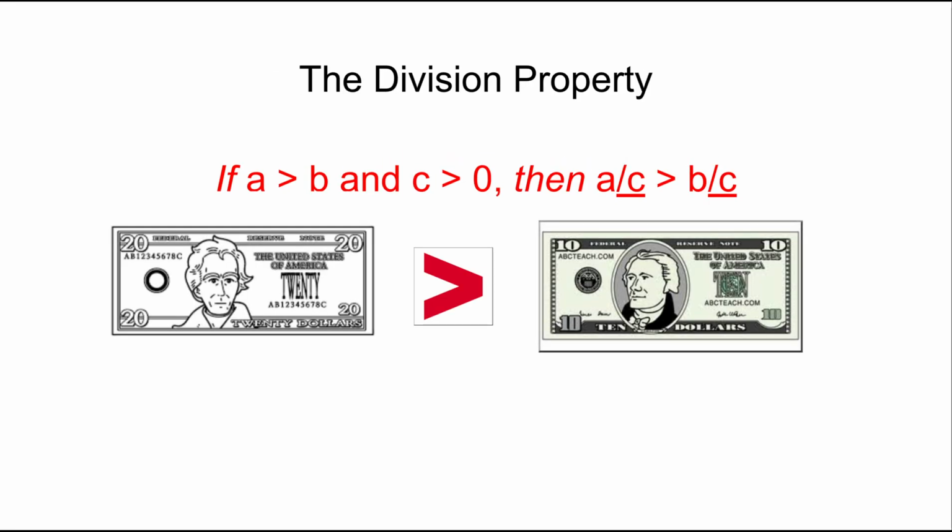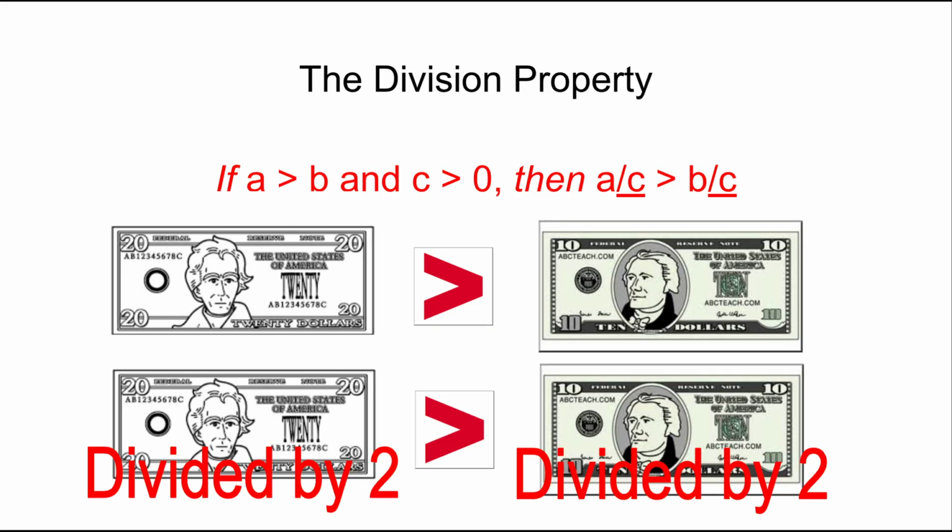The division property. If A is greater than B and C is greater than 0, because you cannot divide by 0, then A divided by C is greater than B divided by C. And you can visualize this pretty well with money. If you had $20 and it's greater than 10, if you divide both by 2, you will still have the same inequality of 10 being greater than 5.